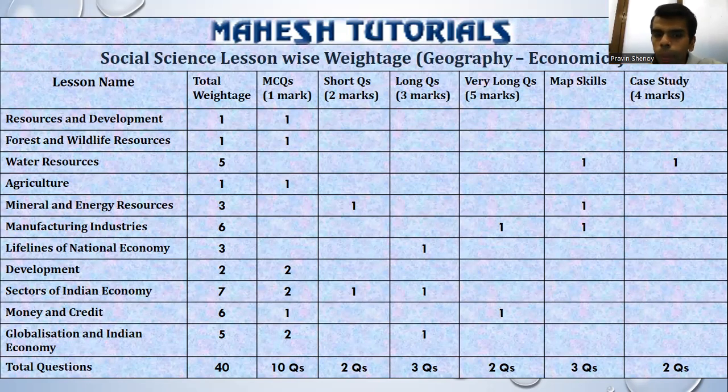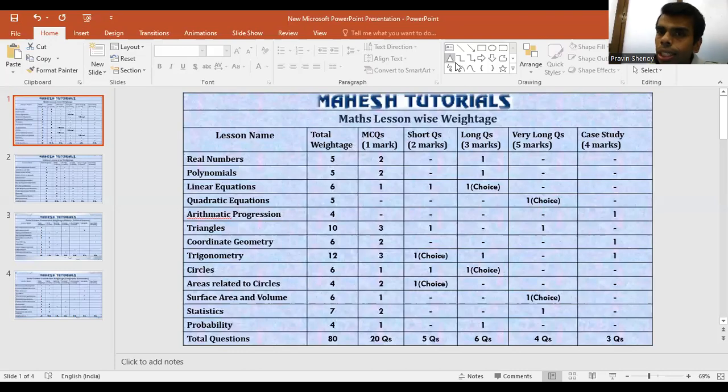And last but not the least, it is globalization and the Indian economy. The weightage is 5 marks. 2 MCQs of 1 mark each will come and 1 3-mark question will come. So this was the entire blueprint of the SST paper. And with this, we came to know the blueprint of all the 3 subjects, that is maths, science and SST.